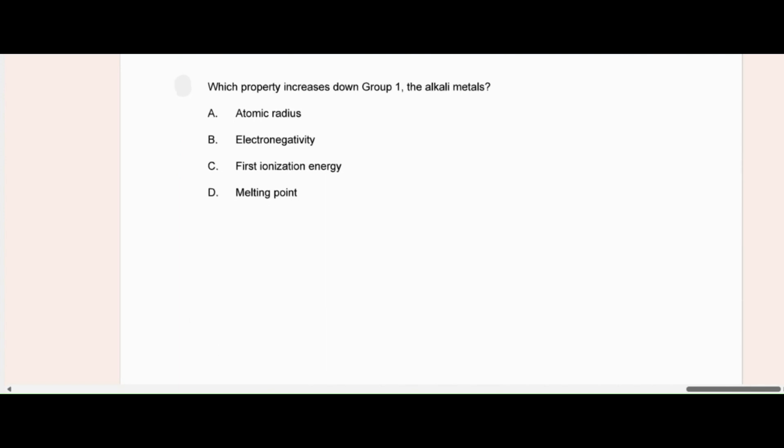Which property increases down group 1, the alkali metals? What I did with all the trends for paper 1, when you needed to just quickly remember whether it increases or decreases, is I created a little table for myself that I memorized, and I would just write that down every time.